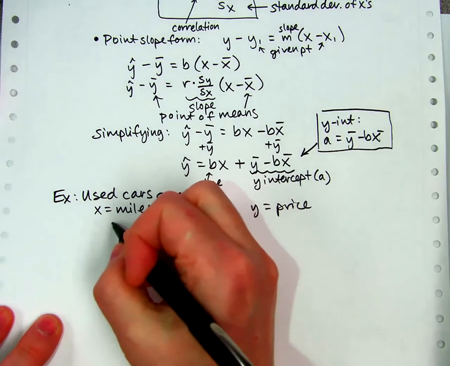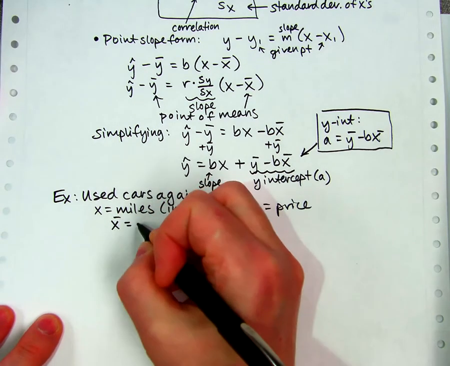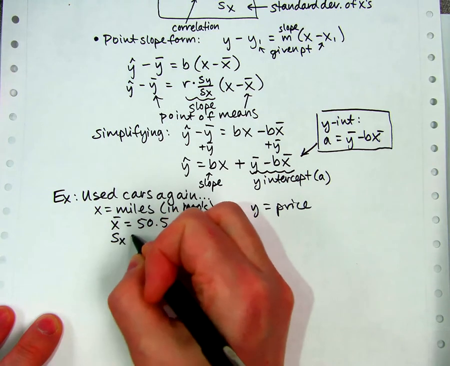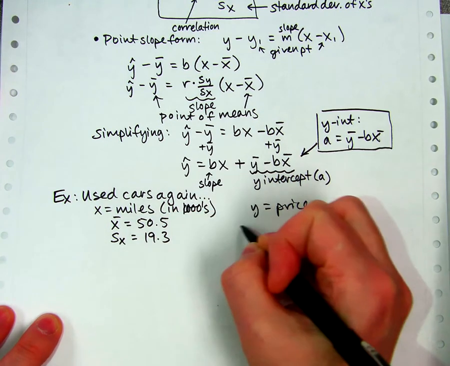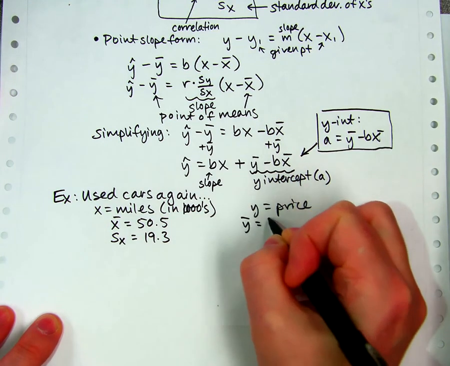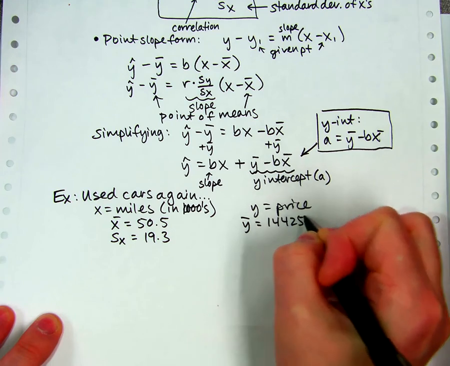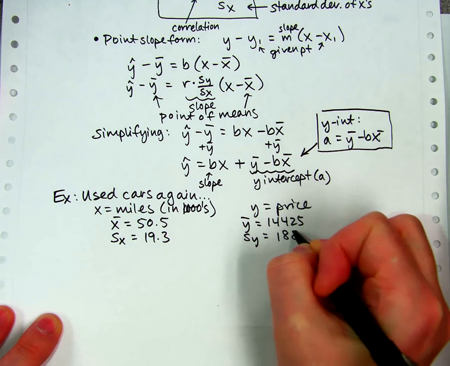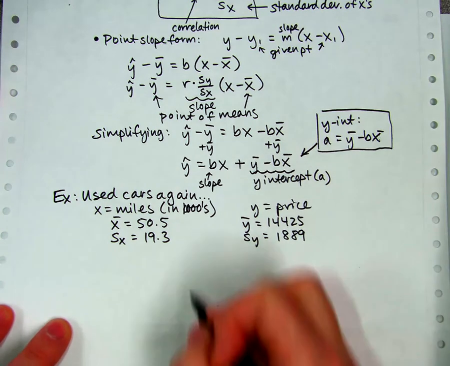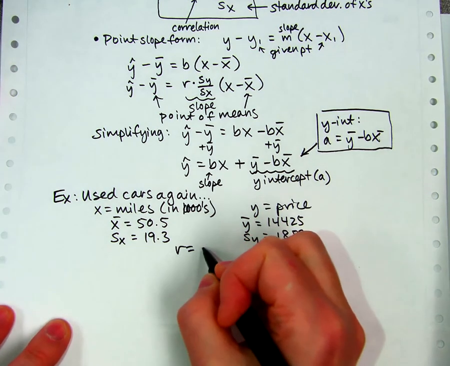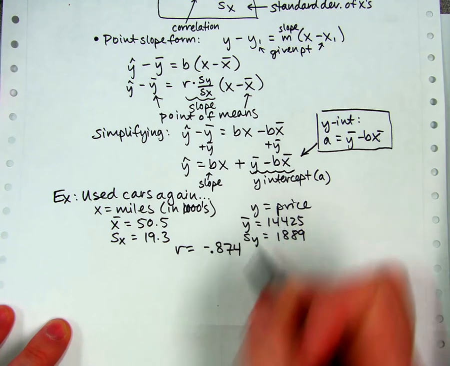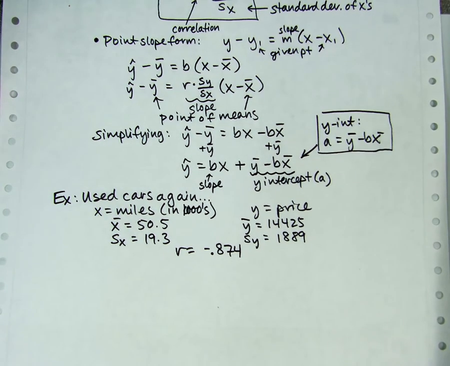If I give you X bar and Sx and Y bar and Sy, wasn't that nice of me to calculate all that for you? Amazing. And if I gave you R, that is enough information for you to find the equation of the least squares line. So that's what I wanted to do one example of.